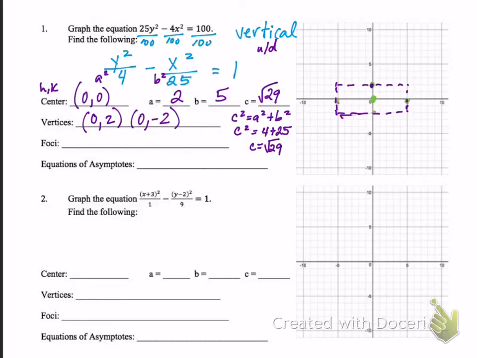Then to find my foci, they are always going to be on the same axis as your vertices. So it's going to be on that y-axis, going up and down. So I start at my center at 0, 0. I'm going to add C, and then I'm going to subtract C. So I'm going to be adding it to the y value. The square root of 29 is about 5 point something, like around 5.5. So I just guesstimate at negative 5.5, positive 5.5, and I draw my foci there.